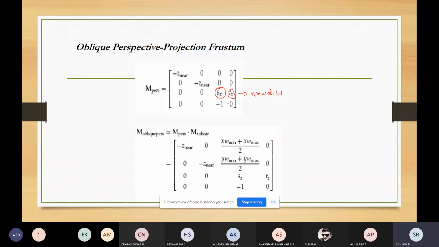Similarly, you can see you are joining the perspective matrix with the shear transformation to get the final one, the projection reference transformation, which is at the origin and nearer to the clipping plane.